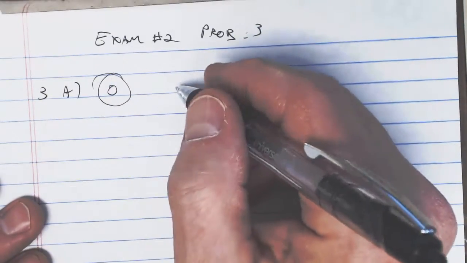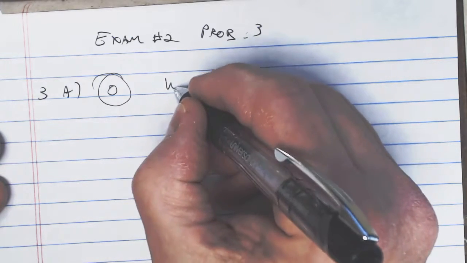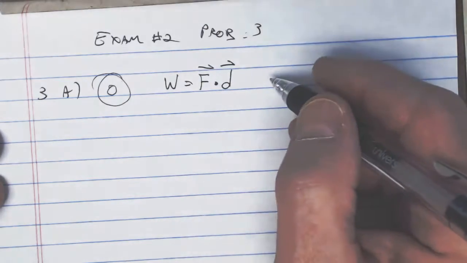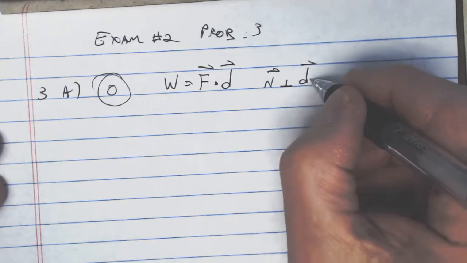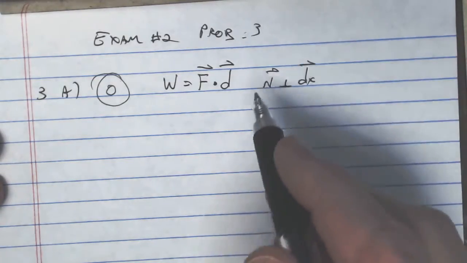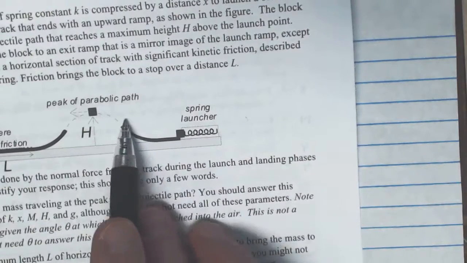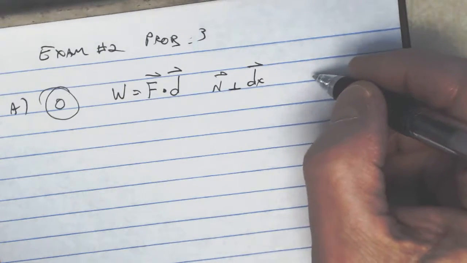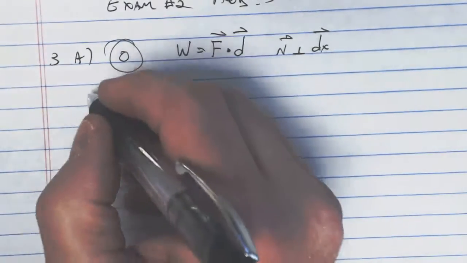You've seen this same question in other exams and homework, and you should realize it's 0 because work is actually the vector force dotted with the vector displacement d, but N is perpendicular to the path everywhere, to any little element of the path. If the normal force is always perpendicular to the direction in which the block is moving, then the work is 0. So that's the explanation, and there was a requirement that you justify your answer, not just write it down.